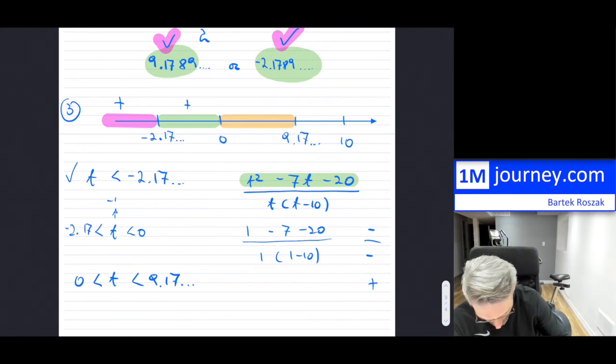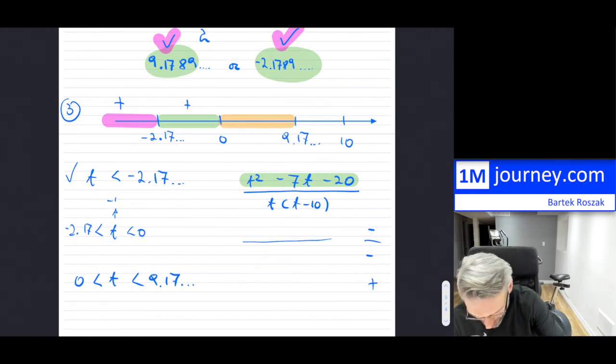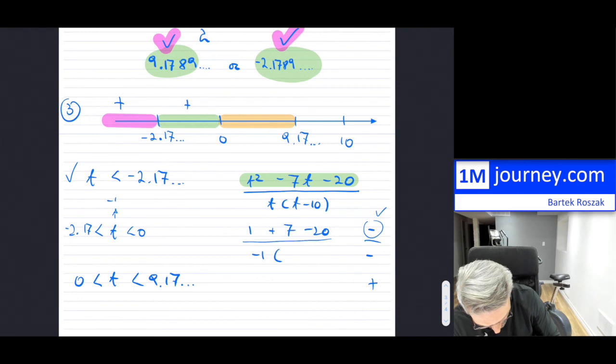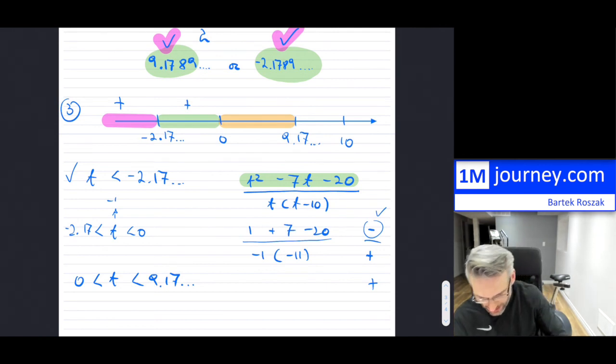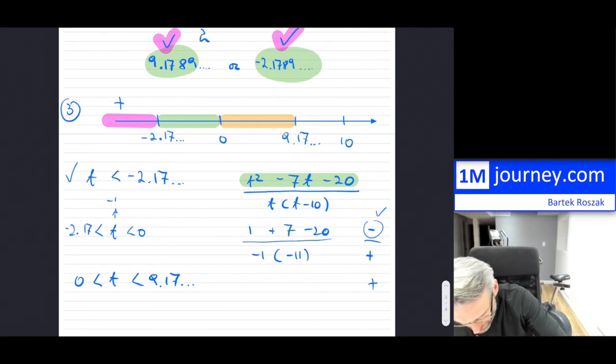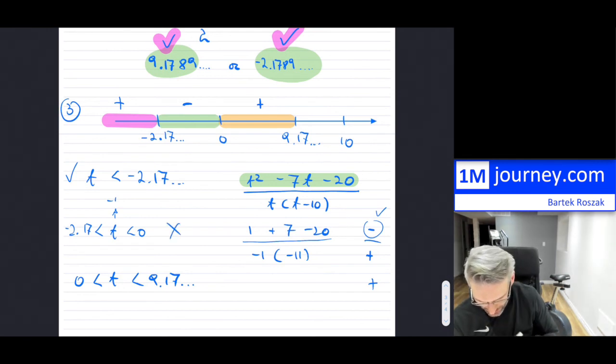Let me redo it. For the -1, I'm going to go back in there. That's going to be 1 plus 7 minus 20, so indeed that's negative, so that's fine. But the bottom one is negative, and that's -11, so that's going to be positive. So I did make a mistake. That means it's negative on this interval, and then it was positive, so that means this one won't work. So that's fine.